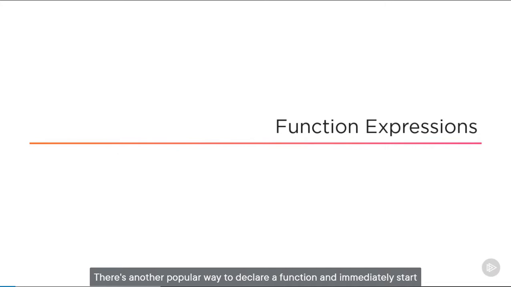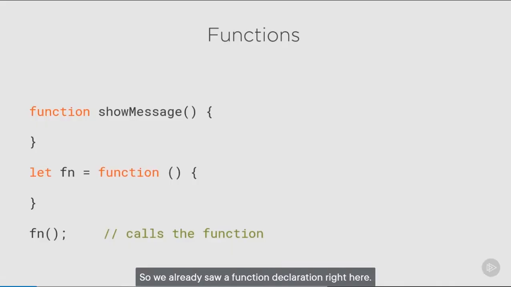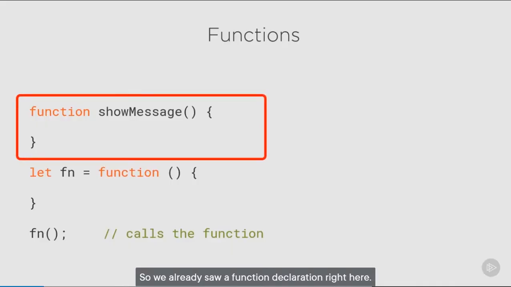There's another popular way to declare a function and immediately store it in a variable. These are called function expressions. Let's see what they look like. So we already saw a function declaration right here. We use the function keyword followed by the function name.